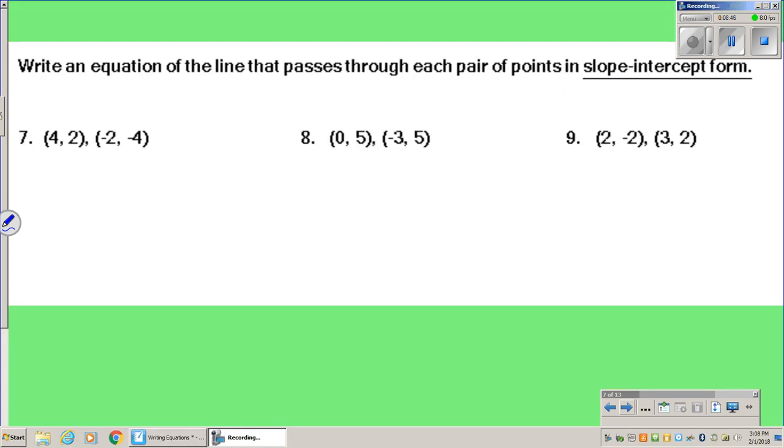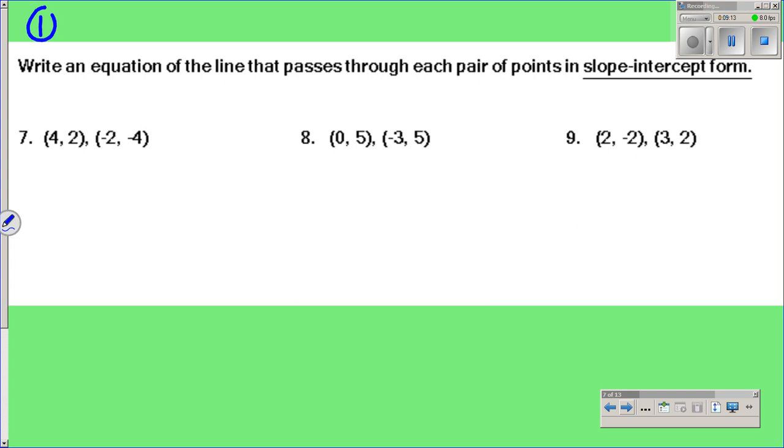Okay, we're going to look at a new type of problem. The last problems we were looking at, we were given a point and they told us the slope. Now they're only telling us the 2 points the line passes through. So remember, we know how to find slope given 2 points. So we're going to have to start with that step. It says write an equation of the line that passes through each pair of points in slope-intercept form. So our step 1 is going to be to find the slope.